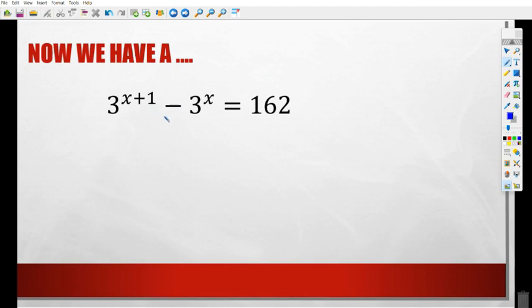Ding, ding, ding, ding, ding. I see that there's a minus there. Alarm bells should be going off. What are we going to do? Separate, common factor, simplify brackets, and do things. Let's see what's going to happen.